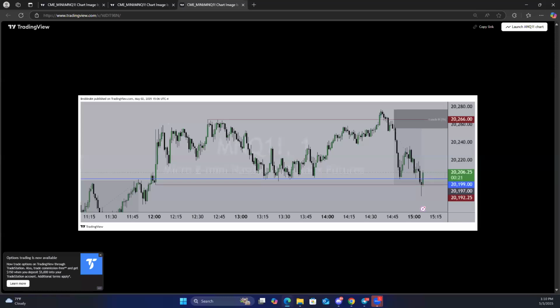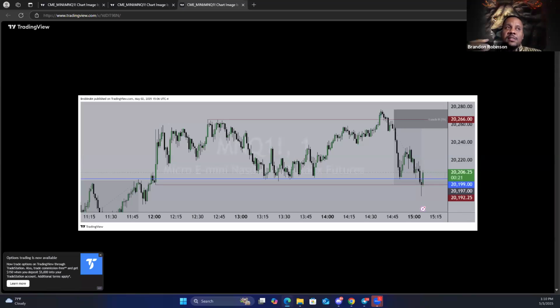Is it just, I don't even know. What is that? Volume imbalance. Oh, okay, I know what that is. That's the gap between candles. That's now the liquidity void, volume imbalance.